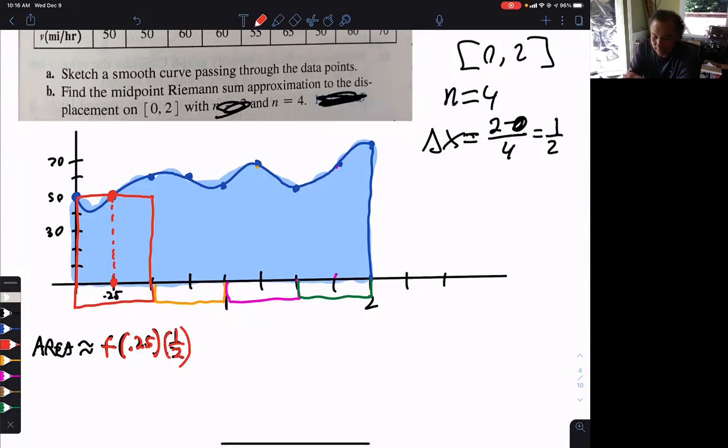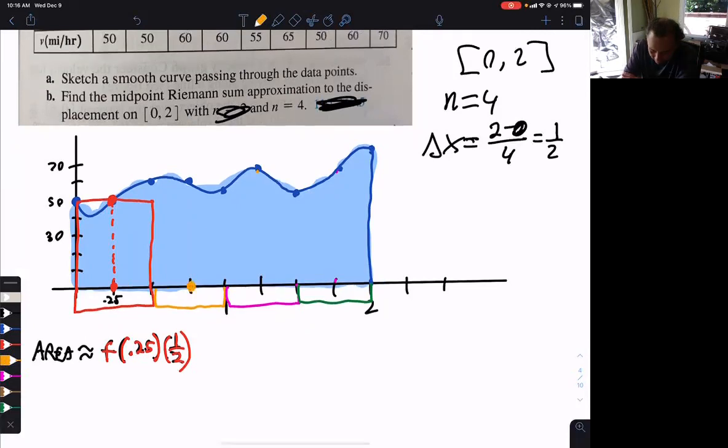Now I need the second rectangle, the golden rectangle. Where is the middle of this? I claim the middle is right there. So I'm going to find the height of the rectangle at that point. There's the height of that rectangle.